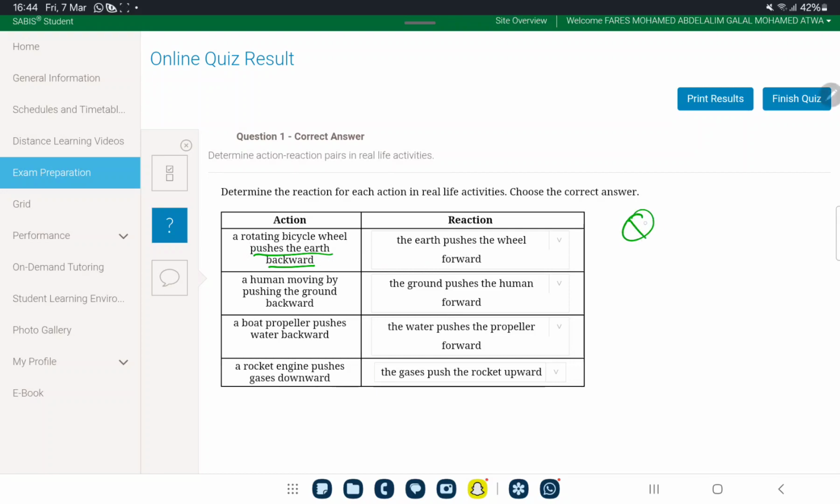So the bicycle, imagine this is a wheel. It pushes backwards, so the earth itself is pushing forwards. A human is moving by pushing backwards, so the ground pushes forward. The boat pushes the water backwards, so the water pushes the boat forward. The rocket engine pushes the gases downwards, so the gases push the rocket upwards.